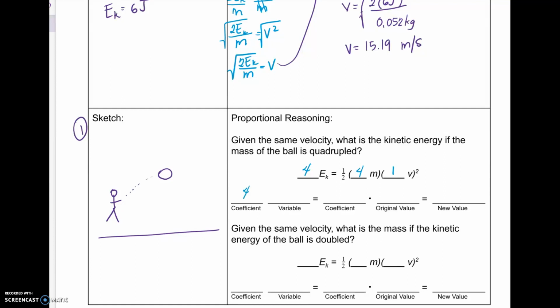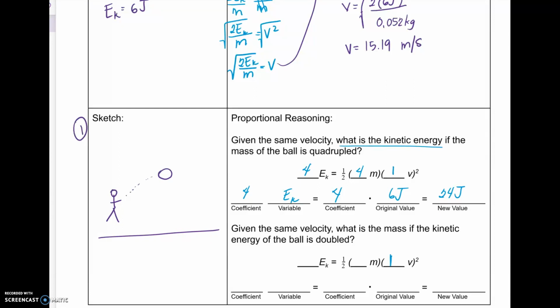We're looking for what is the kinetic energy. So EK is equal to 4 times the original value of 6 joules, which is going to give us 24 joules. Right, and the next one is given the same velocity, so same velocity.